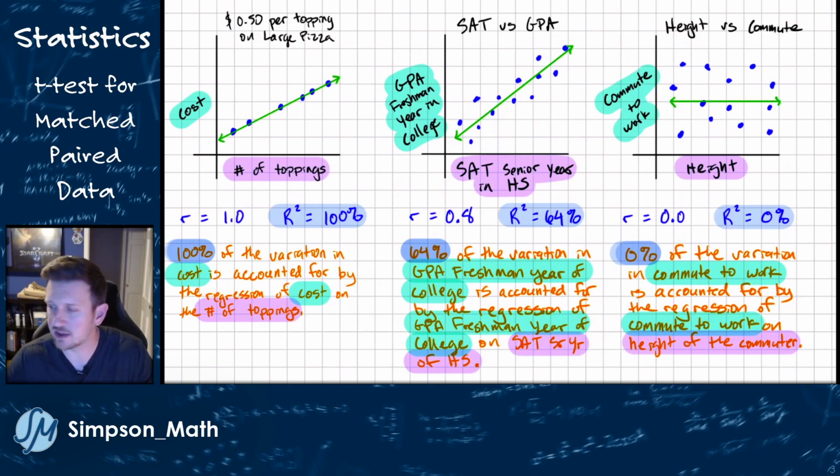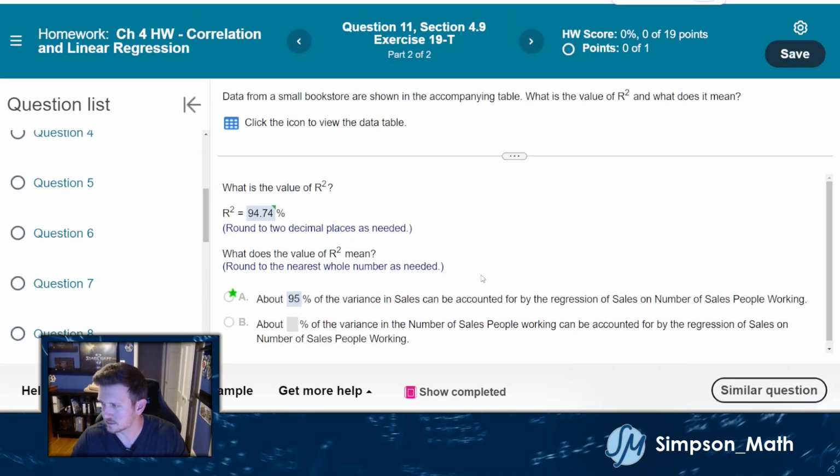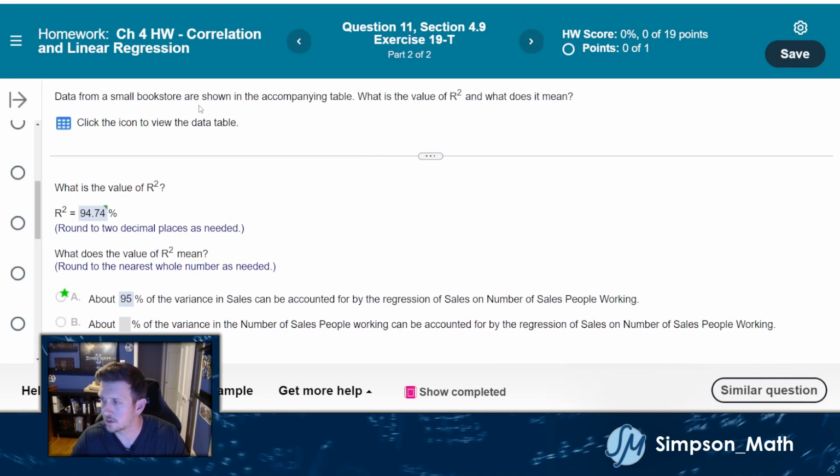Okay, so let's take a look at a specific problem. This is from my business stats. Data from a small bookstore are shown in the accompanying table. What is the value of R squared and what does it mean? So if they gave us R, I would just need to square R and I would get 0.9474 if they gave us R.